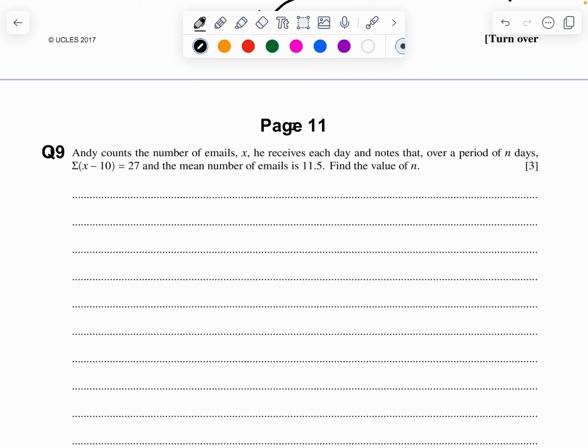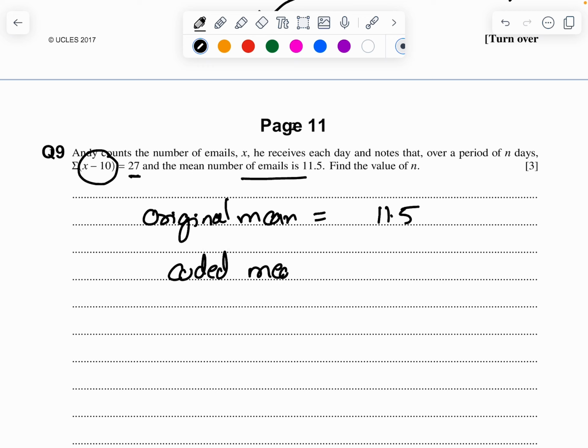Andy counts the number of emails he receives each day and notes that over a period of n days, sigma x minus 10 is 27. The coding is x minus 10, and the mean number is the original mean. What is the original mean? It is 11.5. So what will be the coded mean? Because the coding is x minus 10, the coded mean will be 1.5.